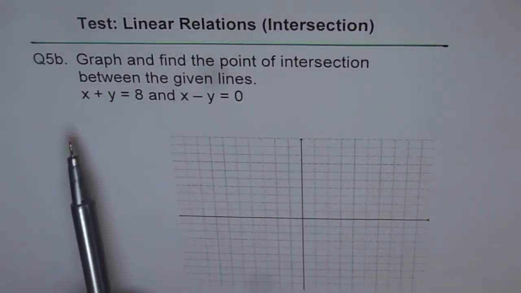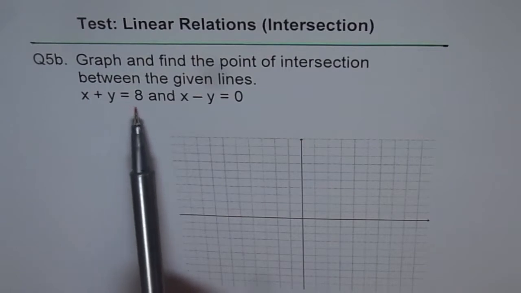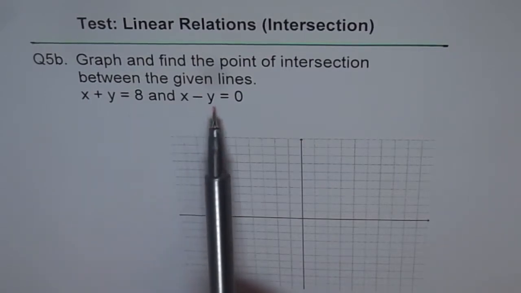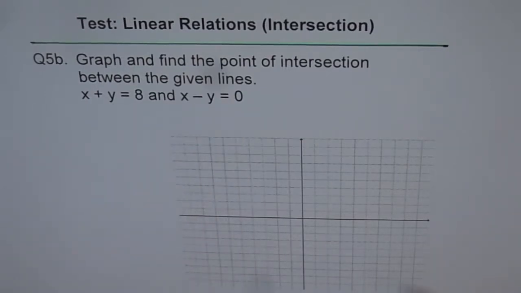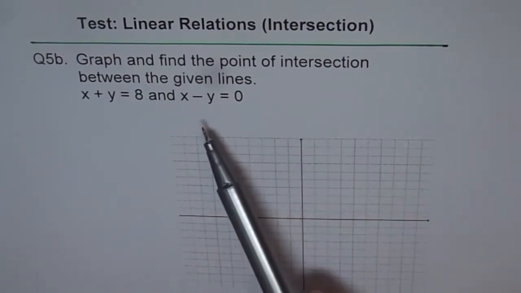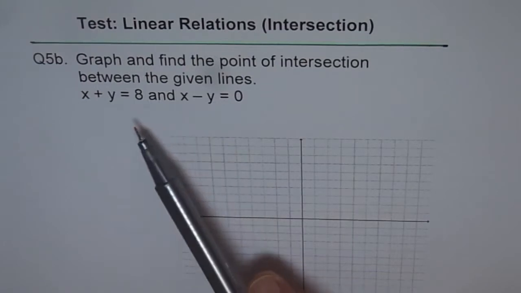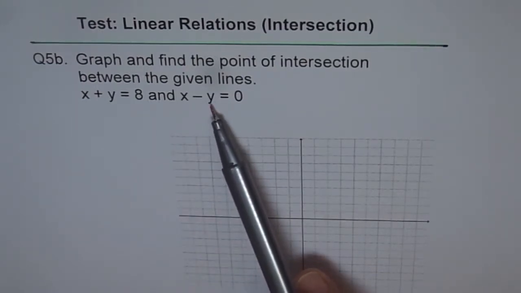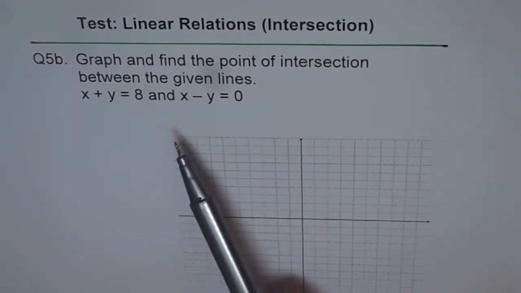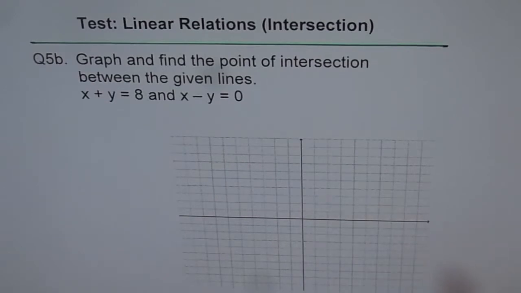The lines are given in the form x plus y equals 8 and x minus y equals 0. Well, if you do it algebraically, you could have adopted the method of elimination. Adding the two equations will eliminate y, correct? And you'll get the value of x. Now let's do it graphically.